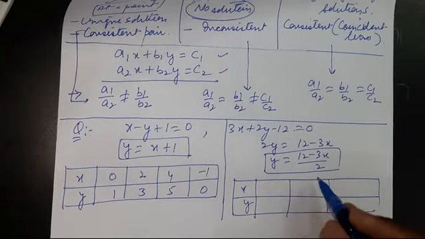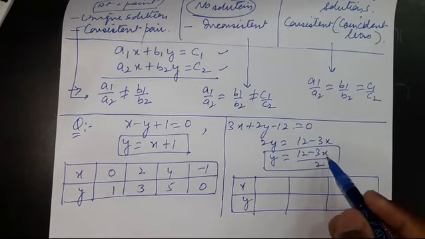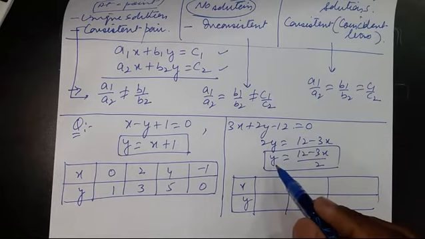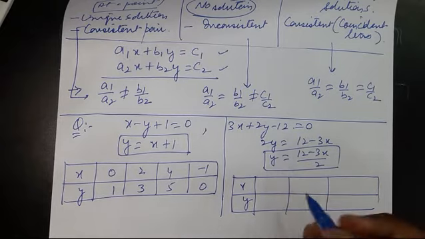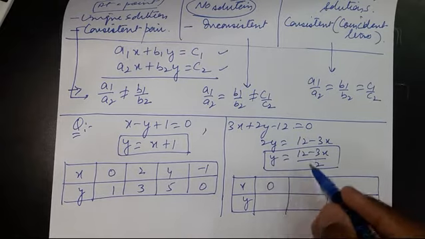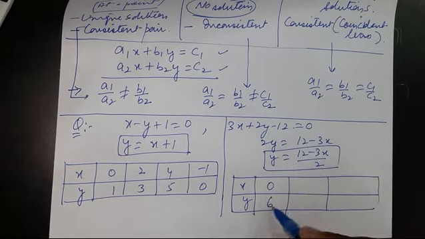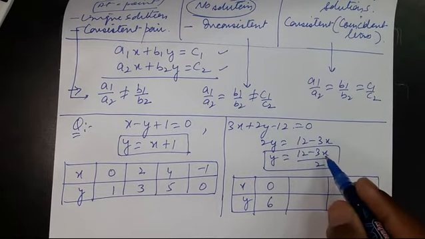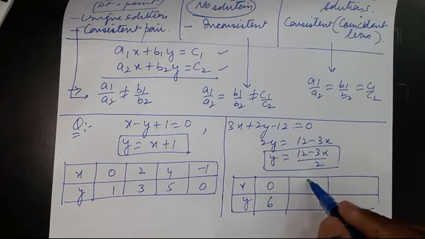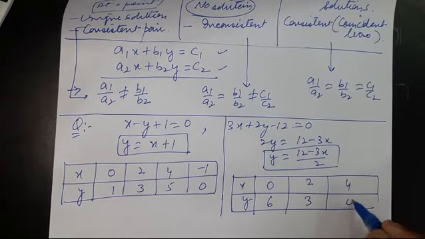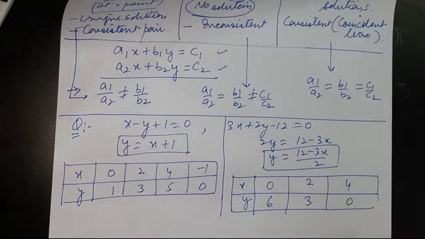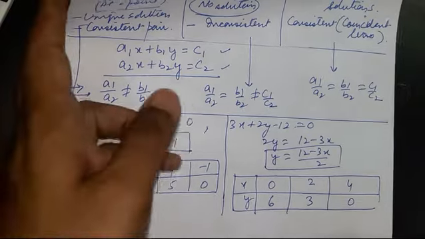And here just remember one thing, you take the value of x in such a way that you get a whole number for the value of y. So if you put 0 here, it is 12 minus 0 upon 2, that is 6. And similarly, if you put x equal to 2 here, then you will get 3, and for 4 you get 0. Now we are going to draw the graph of these equations.